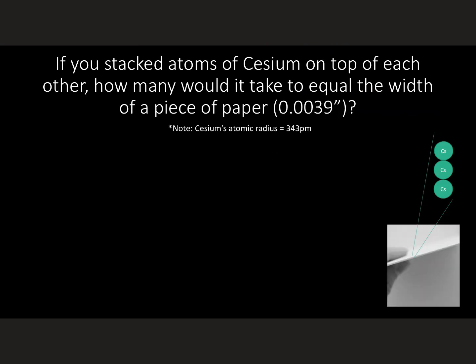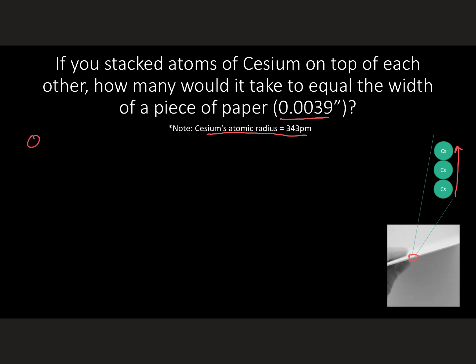And this one's going to be a bit of a challenge problem here. If you stacked atoms of cesium on top of each other, how many would it take to equal the width of a piece of paper? This is the width of a piece of paper, and we have the atomic radius of cesium. Essentially, if we stack up the atoms, how many are needed to be the width of a paper? Okay, a lot of unit conversions here, right? We said unit conversions are what's going to make you good at chemistry. So this is a tough problem, so see if you can work through this.